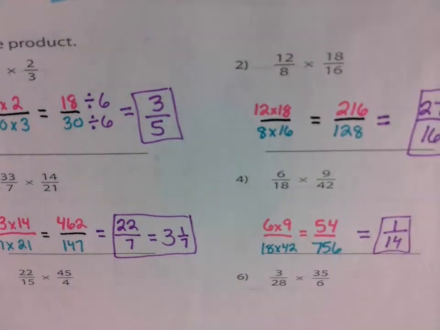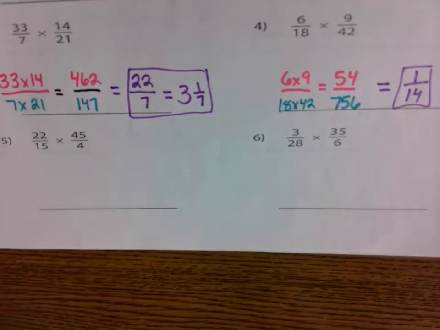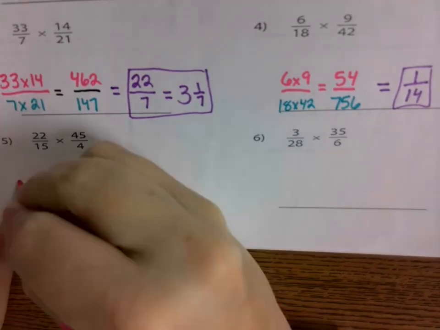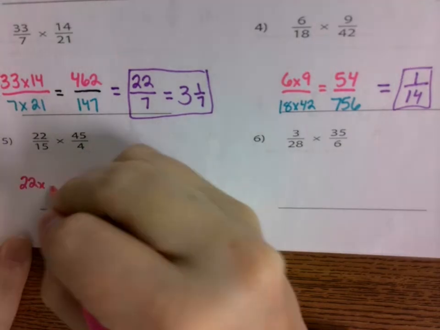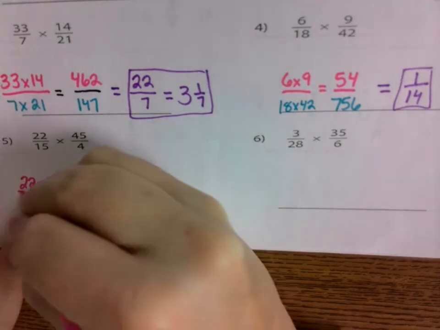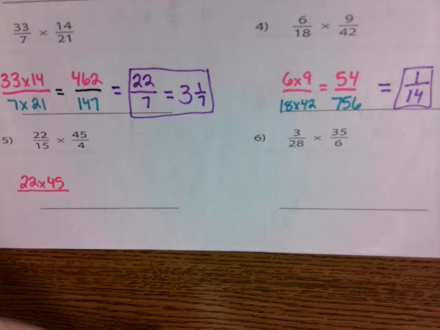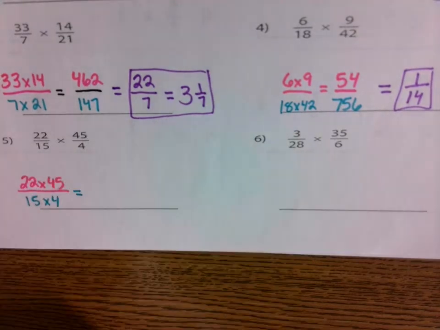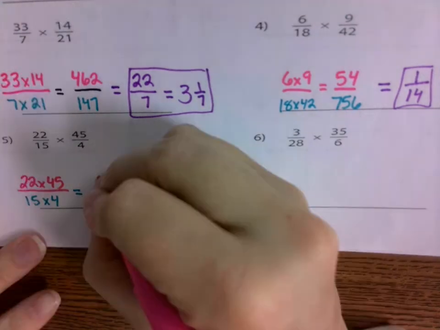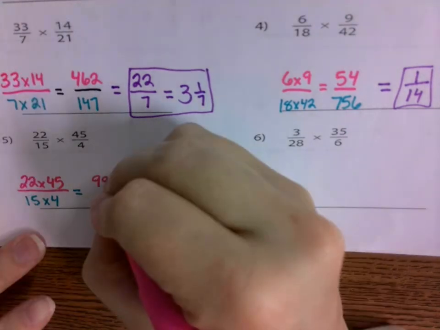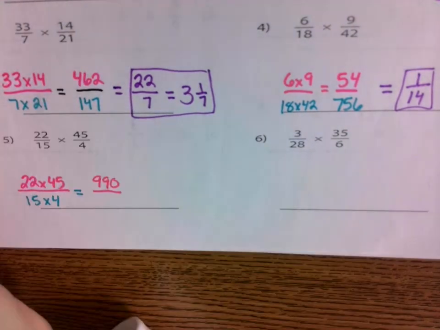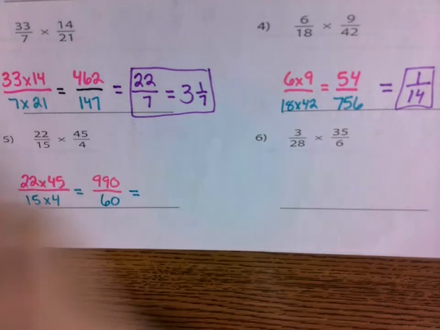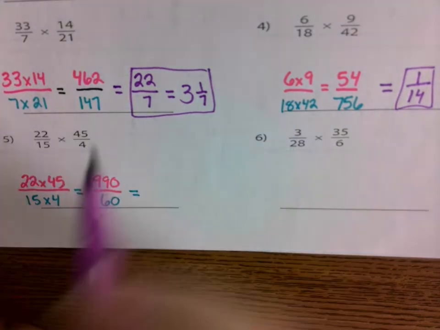Okay, problem number 5. 22 times 45 goes on the top. 15 times 4 is going to go on the bottom. 22 times 45 gives us 990. 15 times 4 comes out to 60. And then when you simplify it, it comes out to 33 over 2, which is the same thing as 16 and 1/2.